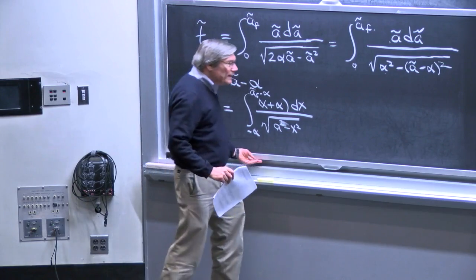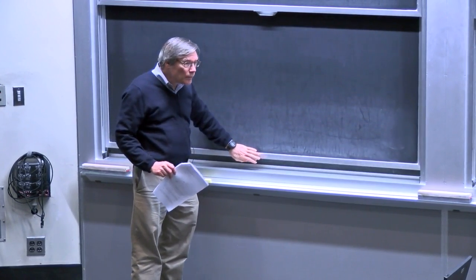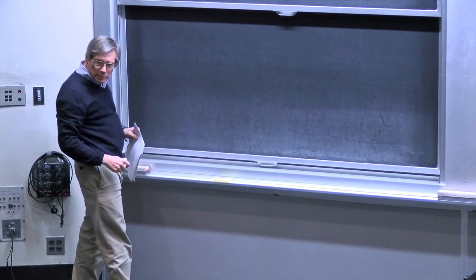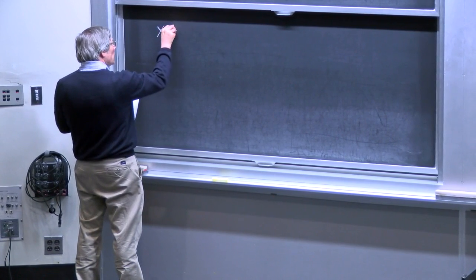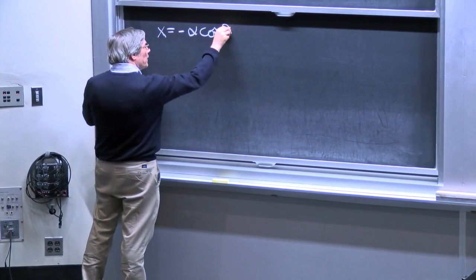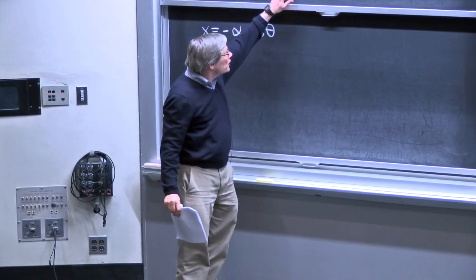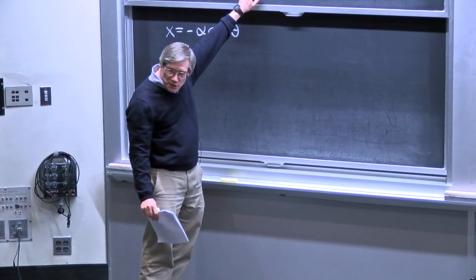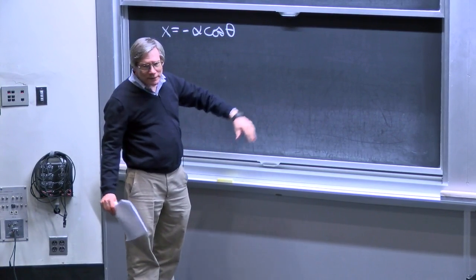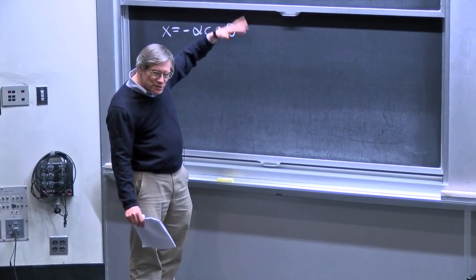Okay, now this integral is still not easy, but it can be made easy by one more substitution. And the one more substitution is a trigonometric substitution to simplify the denominator. We can let x equal minus alpha cosine of theta, where theta is our new variable of integration. And then alpha squared minus x squared becomes alpha squared minus alpha squared cosine squared theta. And the alphas factor out, and you have a square root of 1 minus cosine squared theta. 1 minus cosine squared theta is sine squared theta, which is a convenient thing to take the square root of. You just get sine theta. And everything else also simplifies.